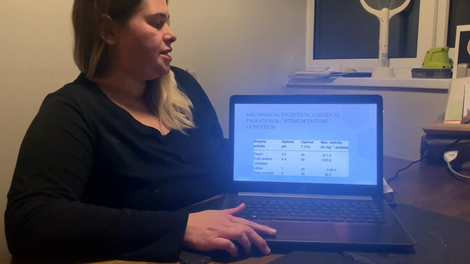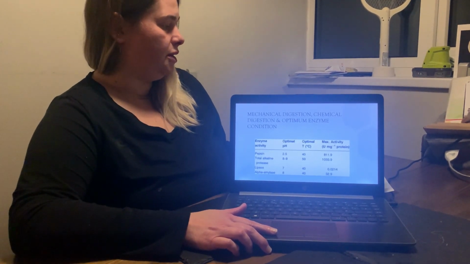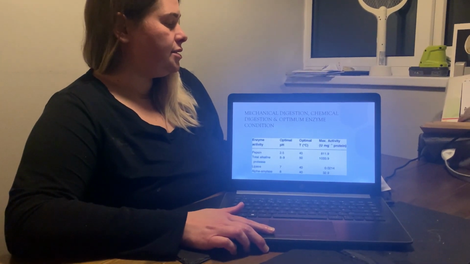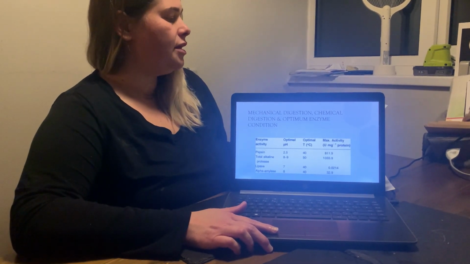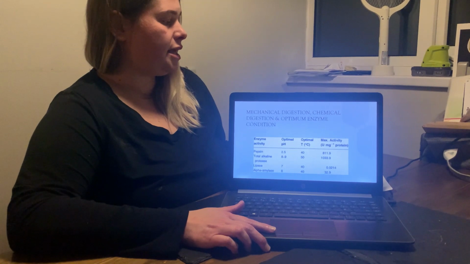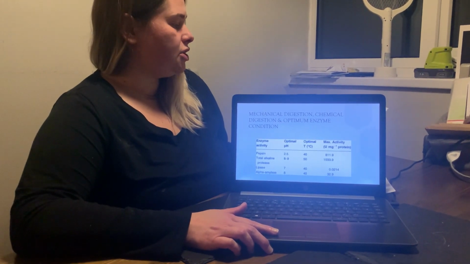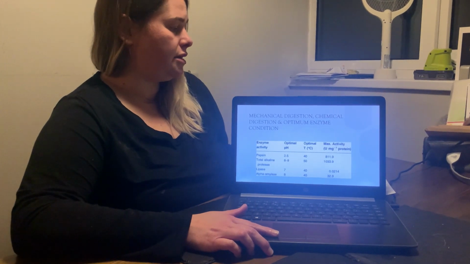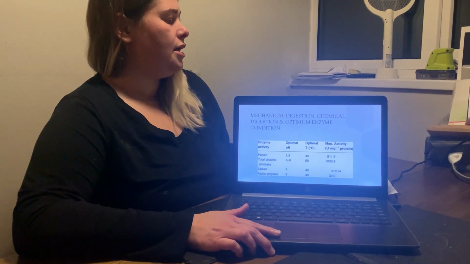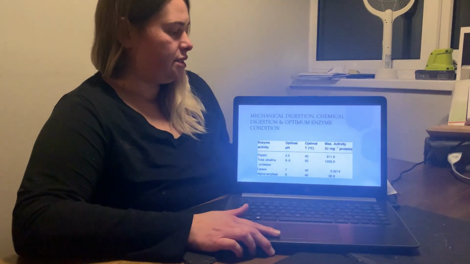Mechanical digestion is a comparatively straightforward procedure. It entails the physical breakdown of food without altering its chemical composition. This takes place in the mouth through mastication. Chemical digestion, on the other hand, is a complicated process that breaks food down into chemical constituents, which are then absorbed by the body's cells.